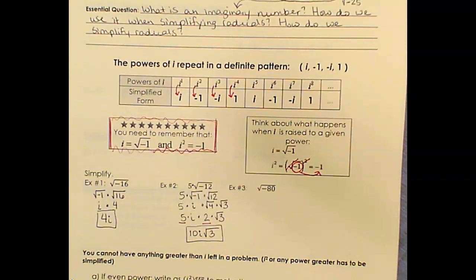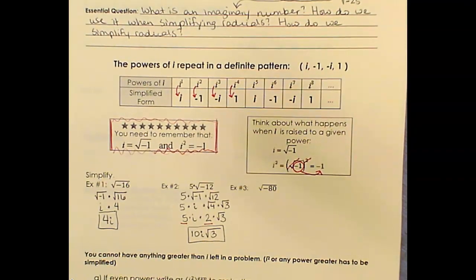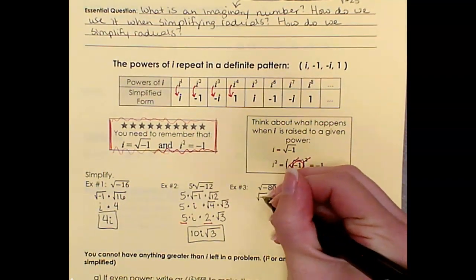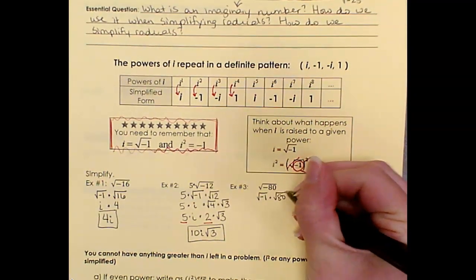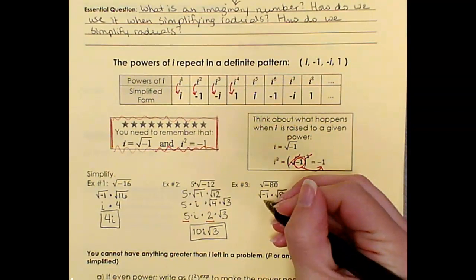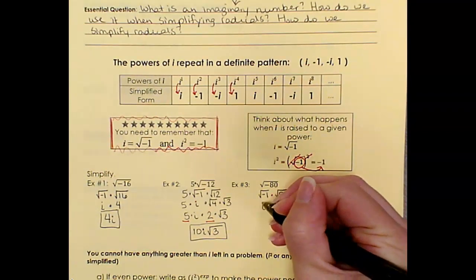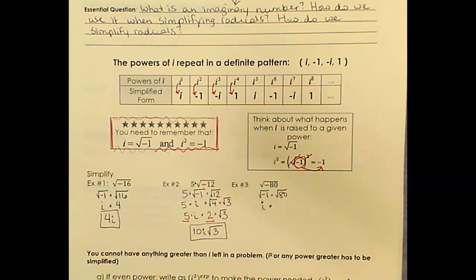Okay, let's look at example 3. Example 3 has the square root of negative 80. So go ahead and separate the imaginary or complex part from the rest of it. The square root of negative 1 is I. The square root of 80 can be broken up. It can be broken up into square root of 8, square root of 10, square root of 4, square root of 20, square root of 16, square root of 5. Those are all numbers that multiply to give you 80.